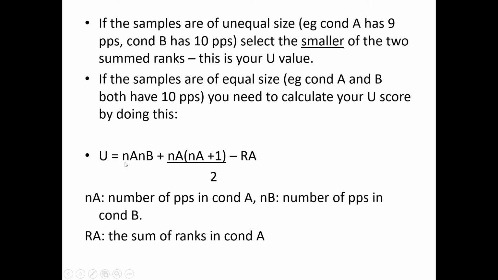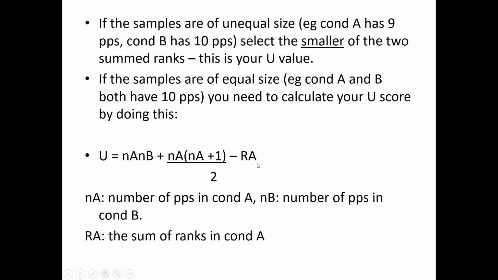You take the number of participants in A, you multiply them by the number of participants in B, you then add this number to the number of participants in A multiplied by the number of participants in A plus 1. You divide that by 2. You remember to add that to that, and then you take away rank A. Whatever your rank A score was, you then take that number from that number. You should not end up with a minus number here. So if you end up with a minus number, something has gone wrong.